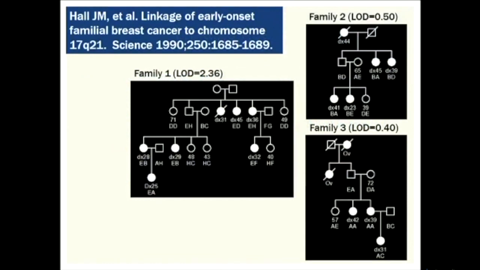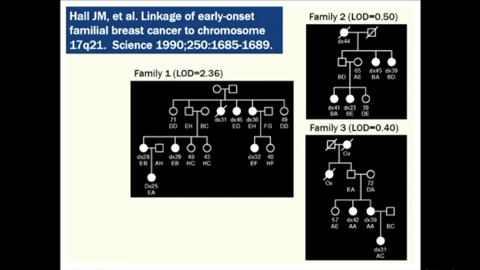Now, this analysis is carried out within families. So these are data from the 1990 breast cancer linkage paper that eventually led to the discovery of BRCA1. And all of these families are showing some evidence for linkage to a genetic marker on chromosome 17q. But each family shows a different allele of that marker segregating with breast cancer.